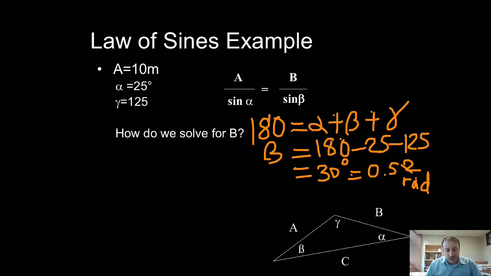Now that we know what beta is, we can now use this law of sines equation to solve for the length of side B. And to simplify this math, let's go ahead and calculate what alpha would be in radians. So we know it's 25 degrees, and if you multiply that by pi radians over 180 degrees, you'll find that 25 degrees is equal to 0.44 radians.